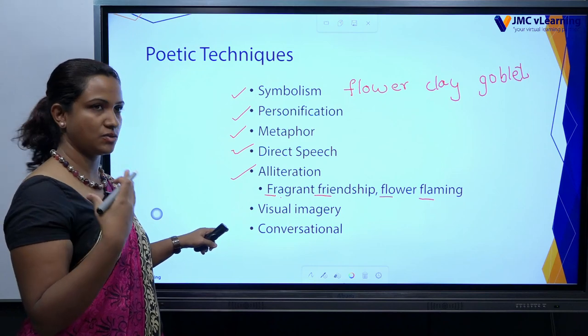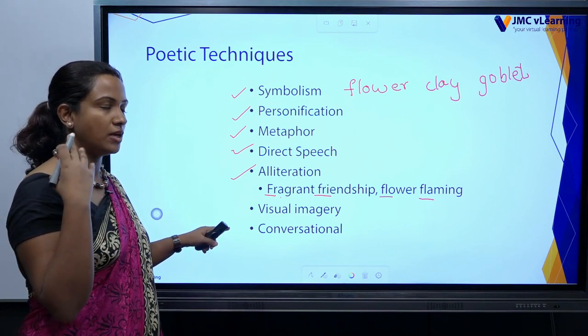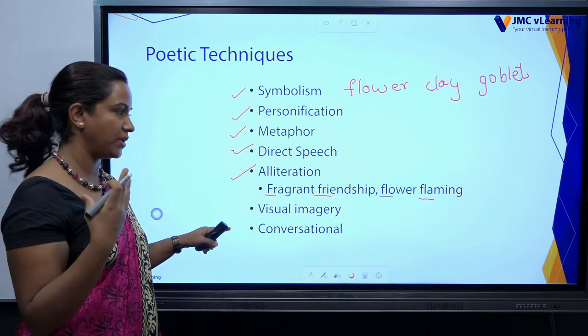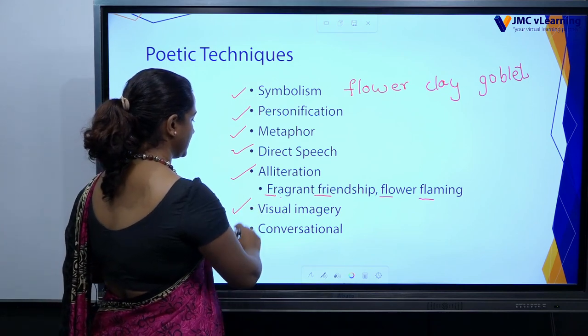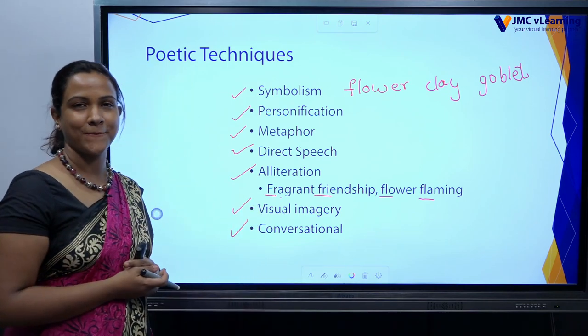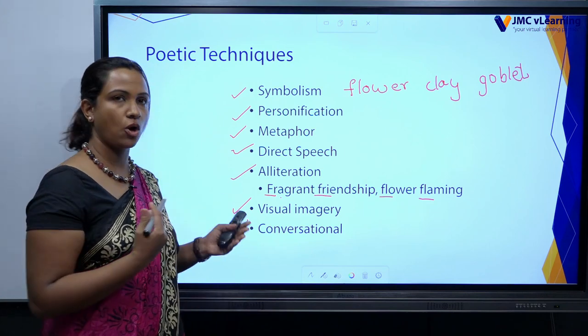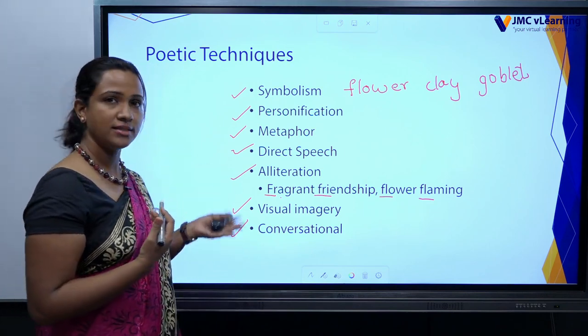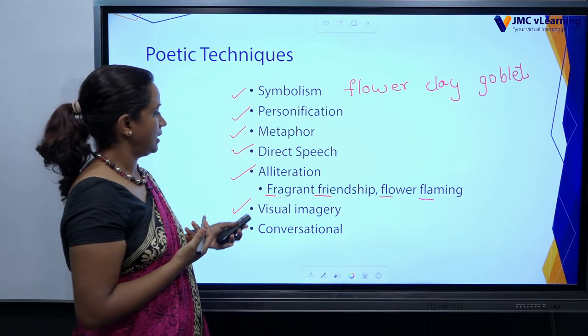Visual imagery. Whenever you read the poem, you really can visualize what's happening in this poem. And the last one is conversation. It's a dialogue between the poet and the goblet.